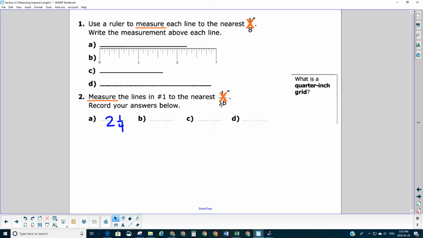We don't need to go eighths or 16ths. That is very precise. It's a quarter. So why would I write it in eighths and 16ths? I'm going to write it in quarters. Okay, let's go to the next one.